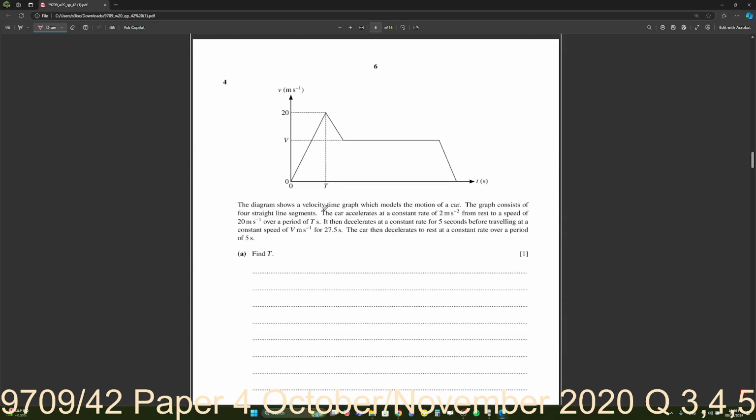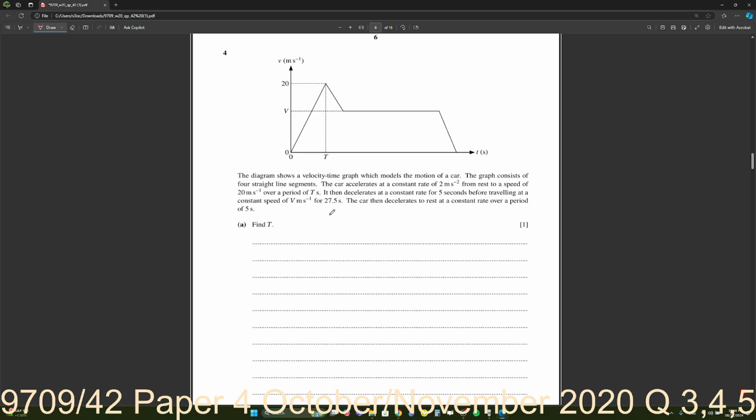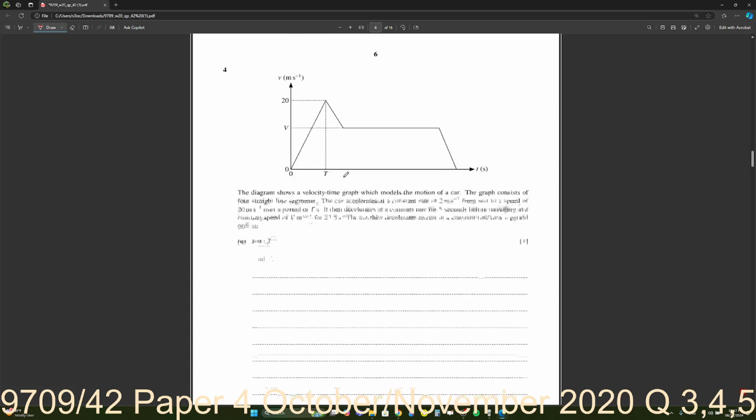Then question 4. The diagram shows a VT graph which models the motion of a car, and the graph consists of 4 straight line segments. The car accelerates at a constant rate of 2 meters per second squared from rest to a speed of 20 meters per second over a period of t seconds. It then decelerates at a constant rate for 5 seconds before traveling at a constant speed of v meters per second for 27.5 seconds. The car then decelerates to rest at a constant rate over a period of 5 seconds. Find t.